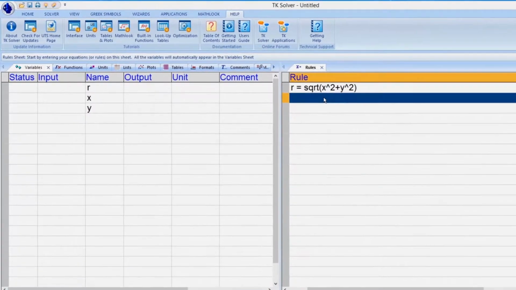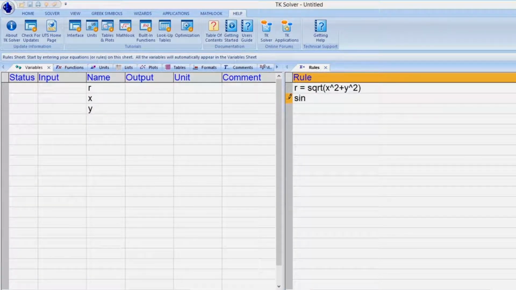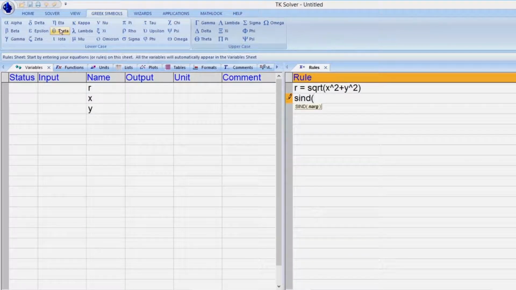If you prefer to work with degrees instead of radians when working with angles, add the letter D to the end of any of TK Solver's trigonometric functions.